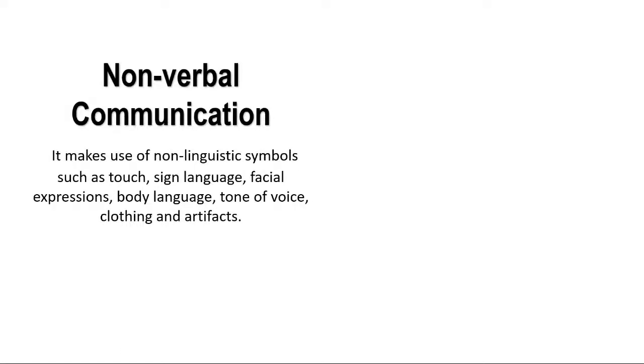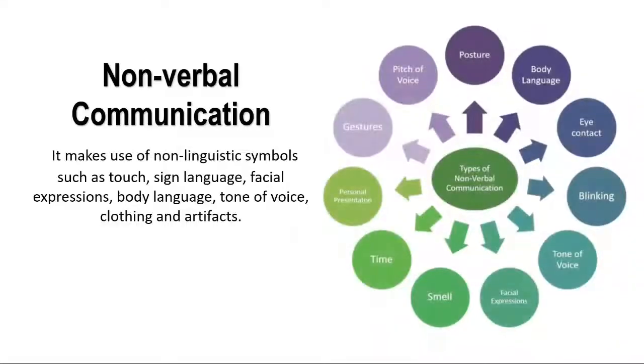The second one, we have non-verbal communication. Non-verbal communication makes use of non-linguistic symbols such as touch, sign language, facial expressions, body language, tone of voice, clothing, and artifacts. So there are many non-verbal cues, class, and we use non-verbal cues to support our verbal message, right? So say for example, when we are delivering a speech, we don't just stand there on the stage and speak like a robot. No, we need to actually use body language, gestures, right? So we need to maintain eye contact with our audience. We need to vary our facial expressions.